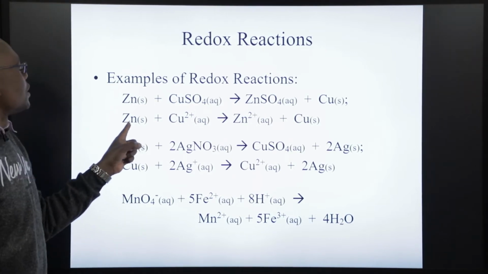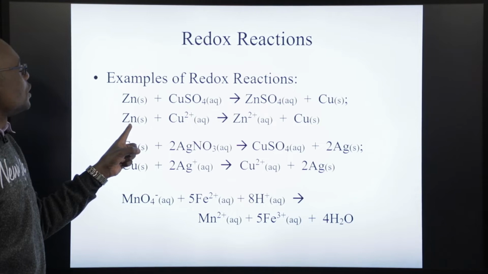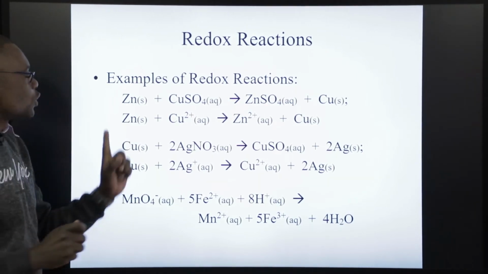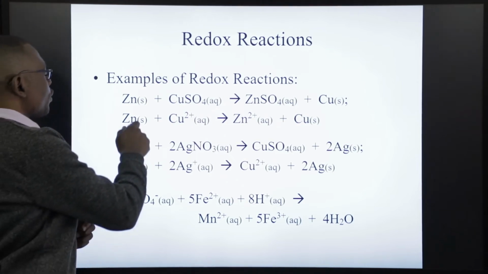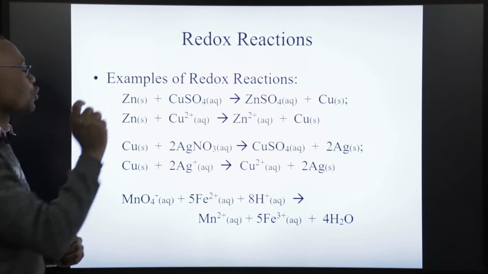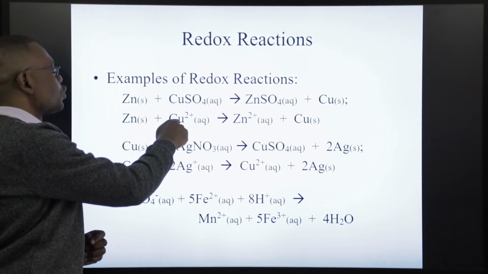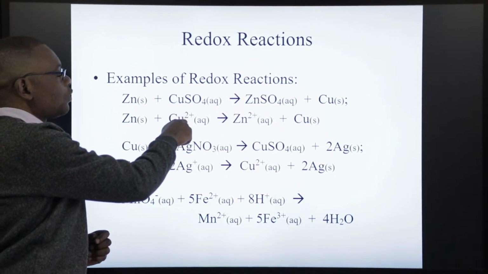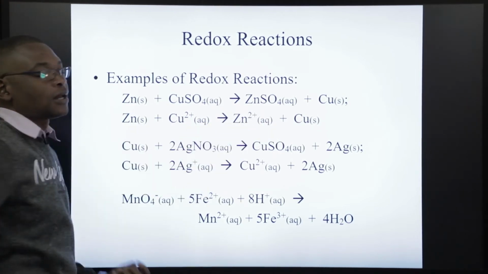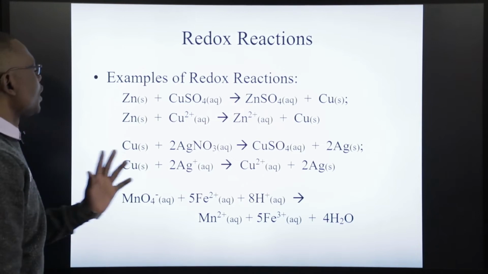So what it means is that this zinc solid is now exchanging its electrons with copper. It gives away 2 electrons, and those 2 electrons are picked up by copper. So copper changes from being an ion into a solid, while zinc changes from a solid into an ionic species.